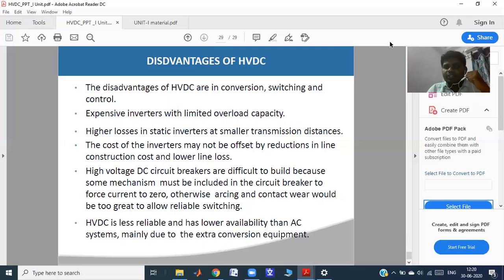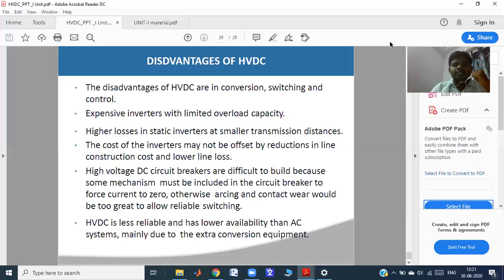And power factor is unity. Power factor is always maintained at unity in DC lines. That's why line reactive compensation is not required. In AC, line reactive compensation is required. Only reactive compensation is required for the converter. Line reactive compensation is not required for DC lines. That is one more advantage.